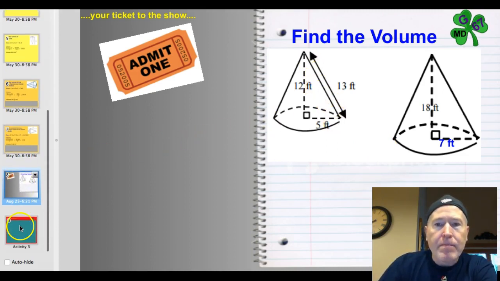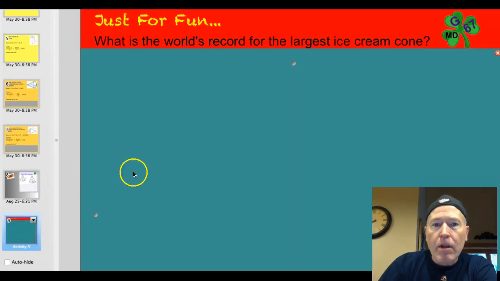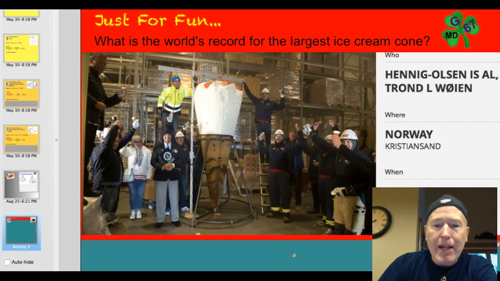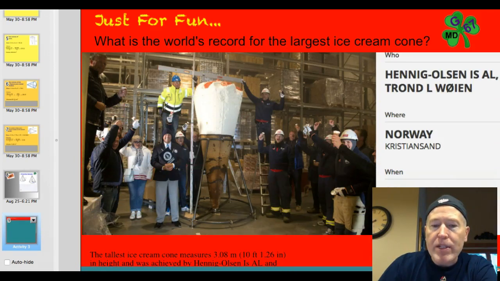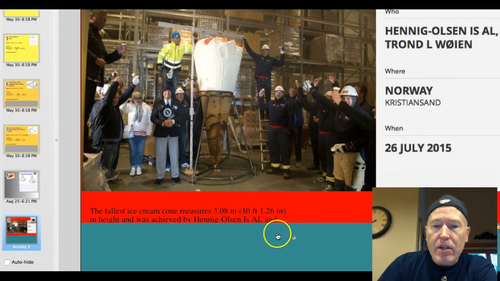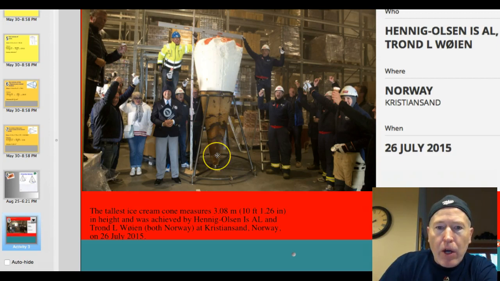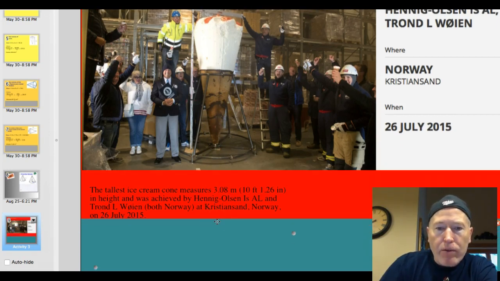Okay, let's take a look at this. What is the world's record for the largest ice cream cone? It's not quite as big as I thought, but it's fairly recent. It was 10 feet, 1.26 inches. Look at the size of that thing. It was in Norway on July 26, 2015. I guess they lifted it by helicopter to a tall ship festival in the harbor there, and they all shared it. That was kind of cool.